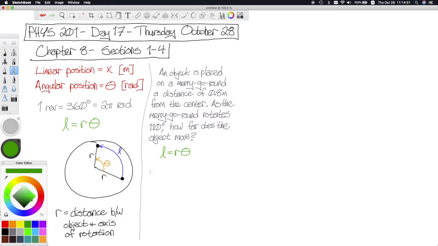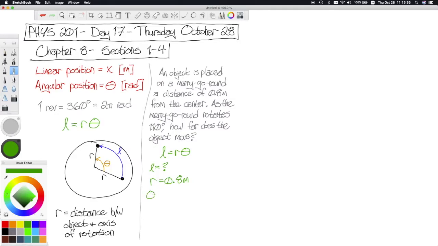So L is what we're trying to find, the linear distance that the object moves. R is the distance between the object and the axis of rotation. So in this problem, that's pretty clearly 0.8 meters, but try not to get fooled by different distances or different radii being given in a problem. For the merry-go-round I've drawn, the radius of the merry-go-round is not the same thing as the distance R that we need. R is the distance from the center of the merry-go-round's rotation, from that axis, to the object itself, and the object is not at the edge of the merry-go-round. So we only need that 0.8 meters.